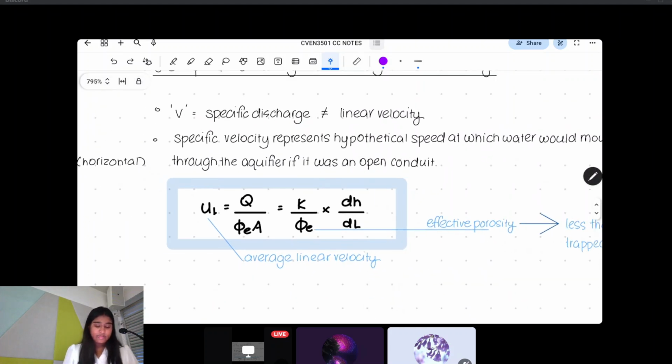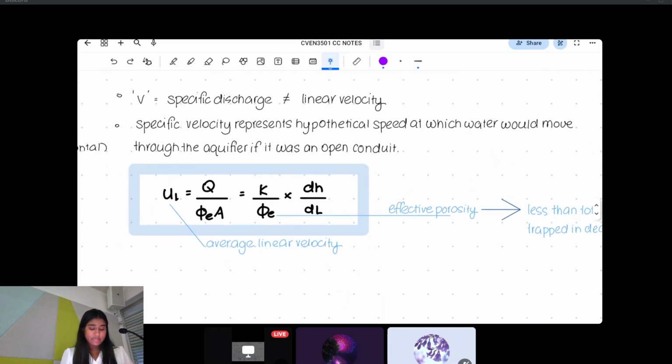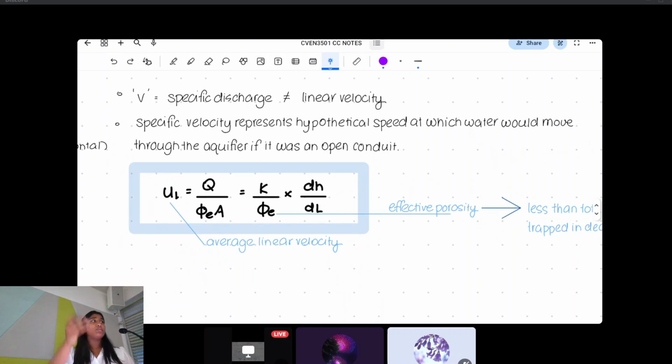Specific discharge represents the hypothetical speed at which water will flow through the aquifer, or in Darcy's experiment, the cylinder, if it was an open space. So if there was no material in there, no sand or anything, and it was just a completely open conduit, the speed at which the water flows through that conduit would be your specific discharge. Does that make sense to everyone? Whereas the average linear velocity is the speed at which the water is flowing through the porous medium, right?